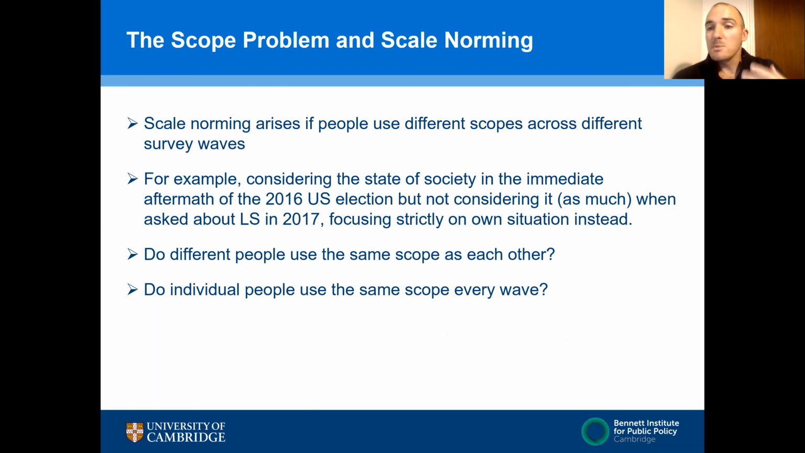If you then interviewed them at the same time in 2017, once the media and everything had changed, they might be thinking about other issues. You know, they'd still have the same perspective on the state of society, but the salience of that might not be quite as heavy when they're constructing their scales, right? So they might then focus strictly on their own situation. And these are two different scopes. So the question is, do different people use the same scope each wave? And do they use the same scope as each other?